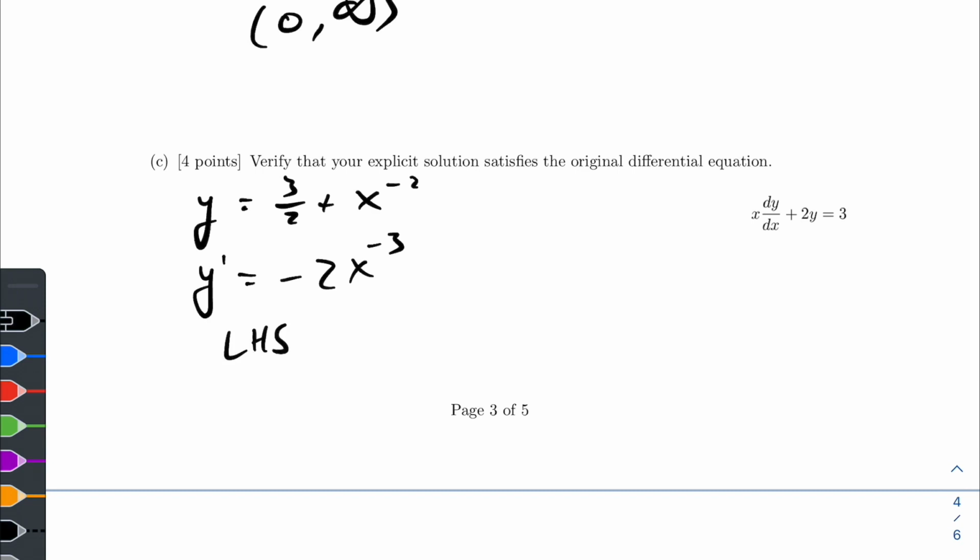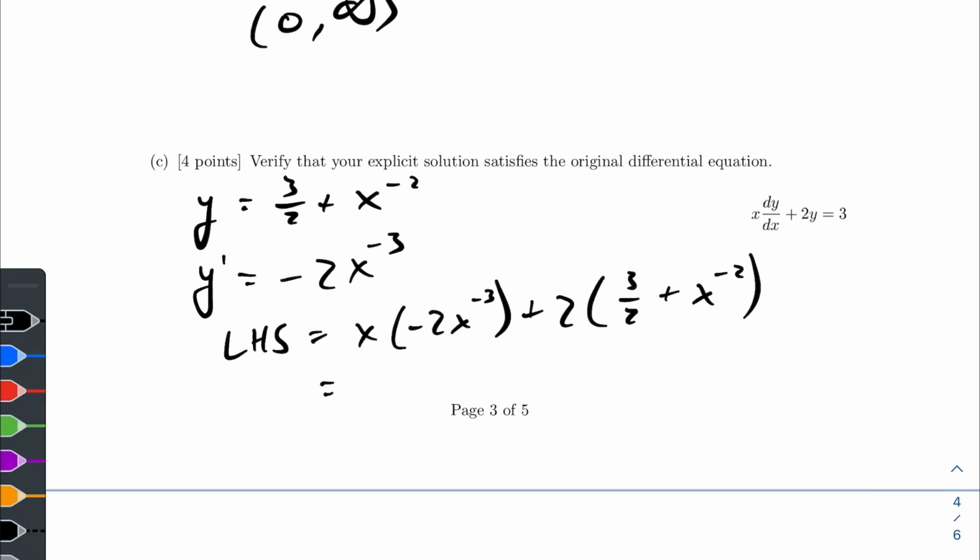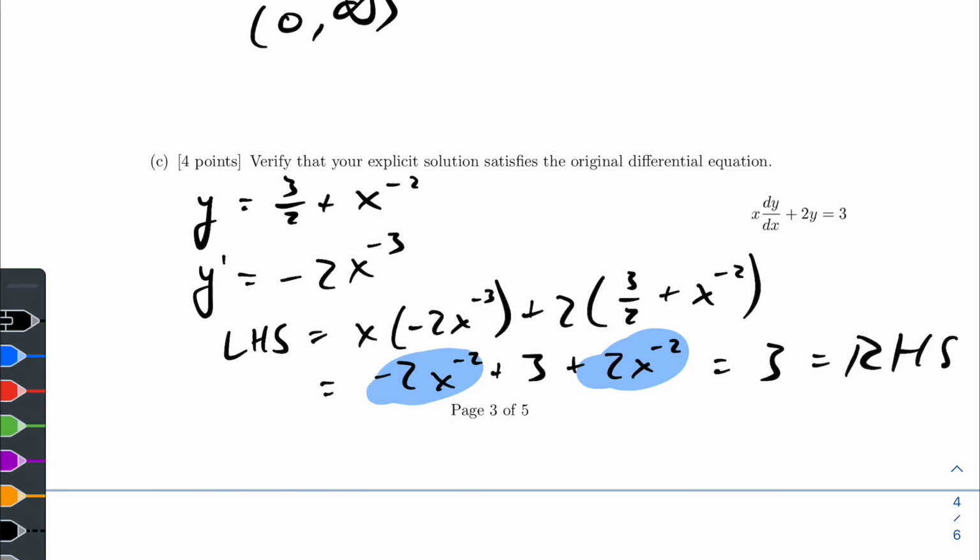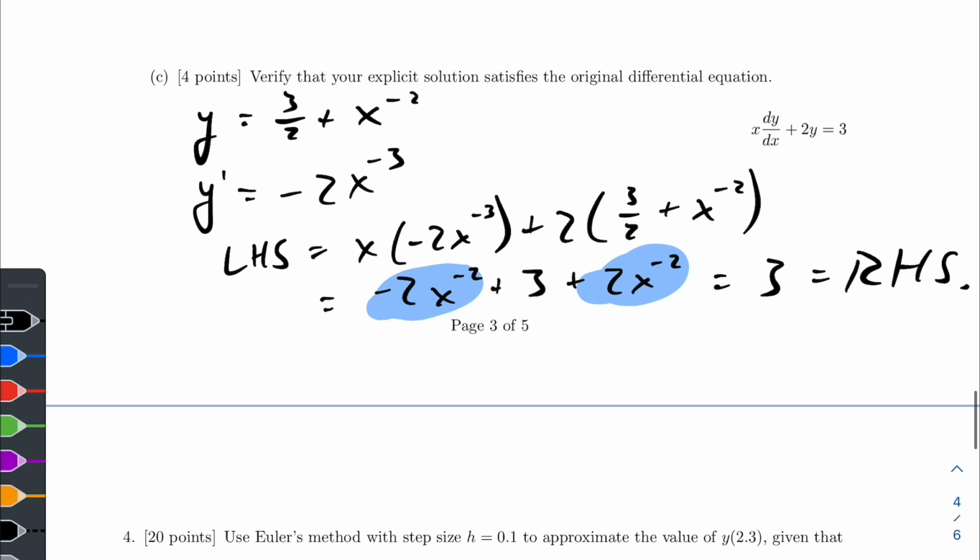So what's our left-hand side? x times dy dx, which is negative 2 x to the negative 3, plus 2 times y. y is 3/2 plus x to the negative 2. So this left term would be negative 2 x to the negative 2. And then distribute this 2 to both the terms, and I would get 2 times 3/2 is 3, plus 2 x to the negative 2. What do you know? This term and this term are just going to cancel out. We're left with 3, which happens to be our right-hand side.